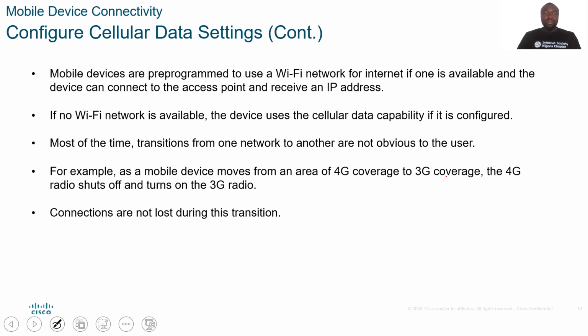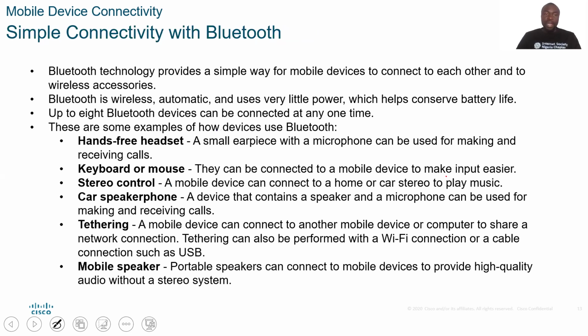Okay, so that is the concept we have there. Finally, let's look at Bluetooth. We have seen Wi-Fi, and the concept of Wi-Fi is very simple. You set up your SSID or you connect to a known SSID, after which you now browse. But for cellular data, you just turn on your data and you are good.